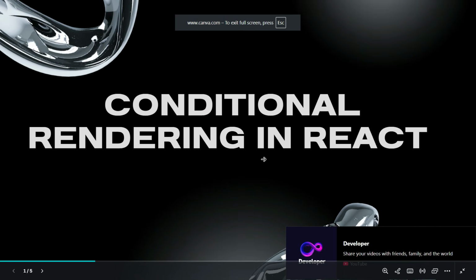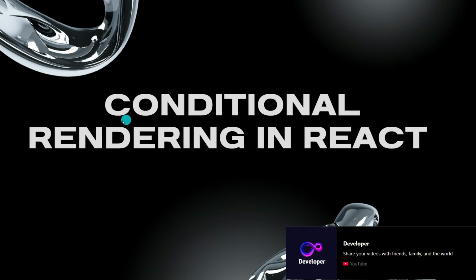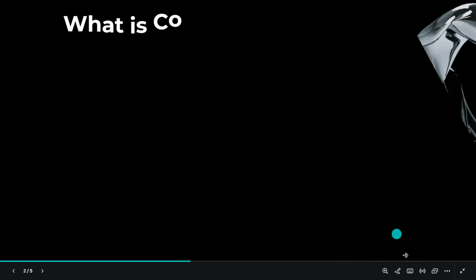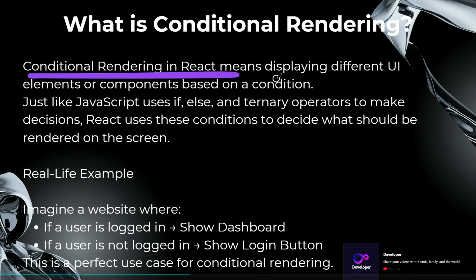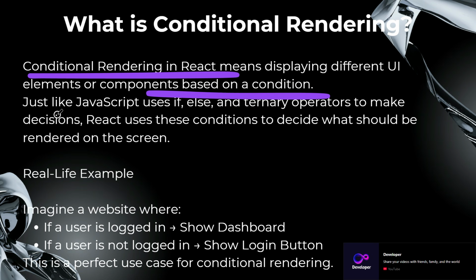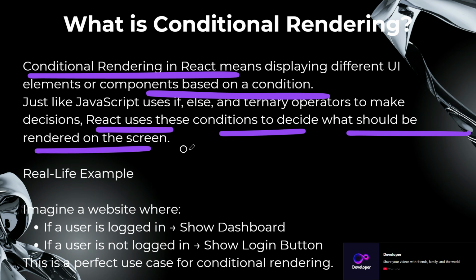Hello everyone, welcome back. In this lecture, we will learn about conditional rendering in React. Here is the definition. Conditional rendering in React means displaying different UI elements or components based on conditions. Just like JavaScript uses if, else, and the ternary operator to make decisions, React uses these conditions to decide what should be rendered on the screen.